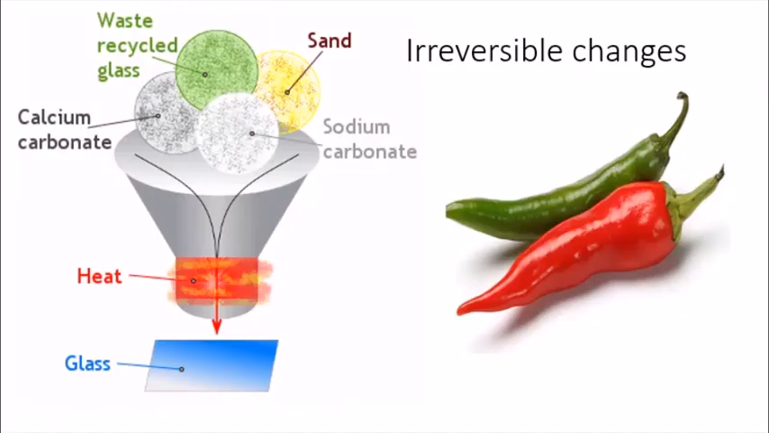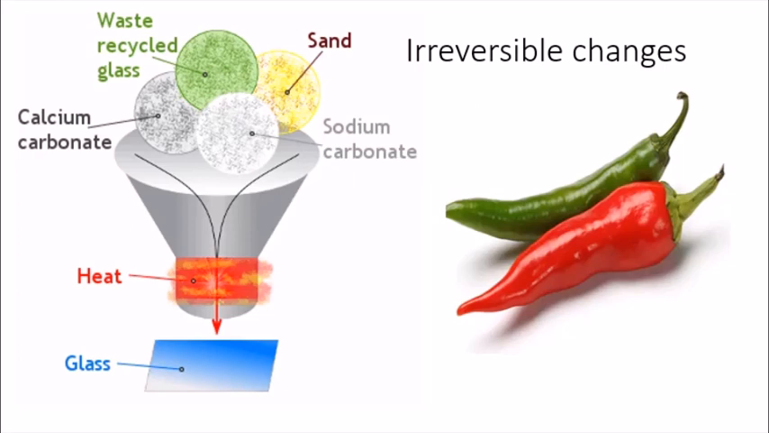Now, if we have to make a particular type of substance, for example, you have to make glass, then we heat sand and calcium carbonate together. Now, once the glass is formed, you cannot obtain sand and calcium carbonate from the glass. So these are called irreversible changes.